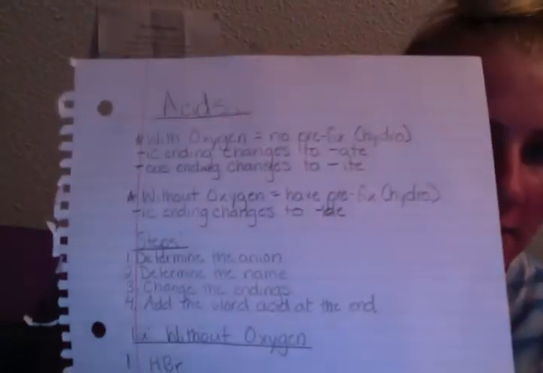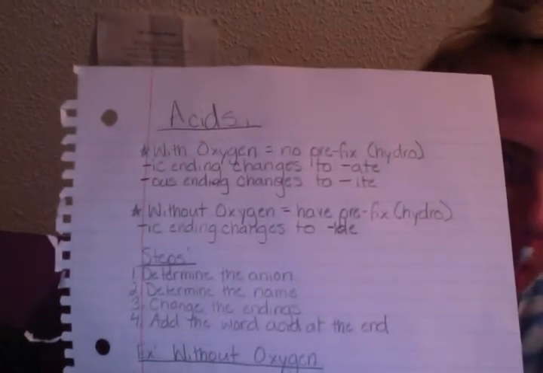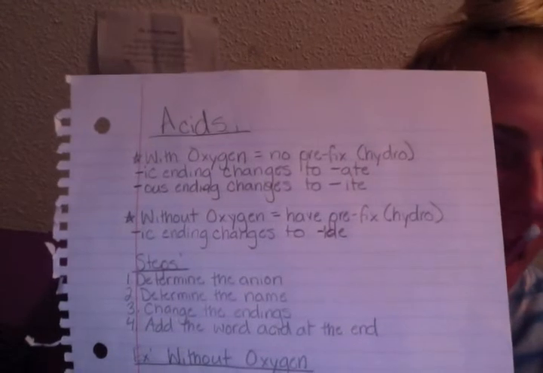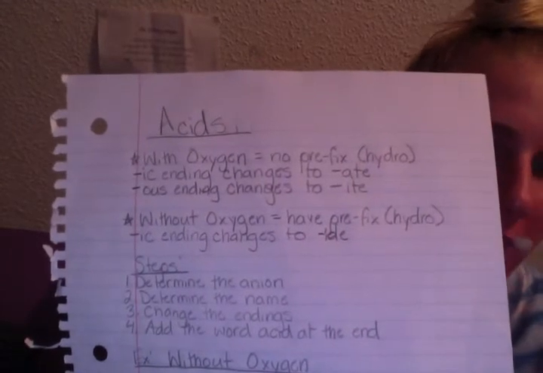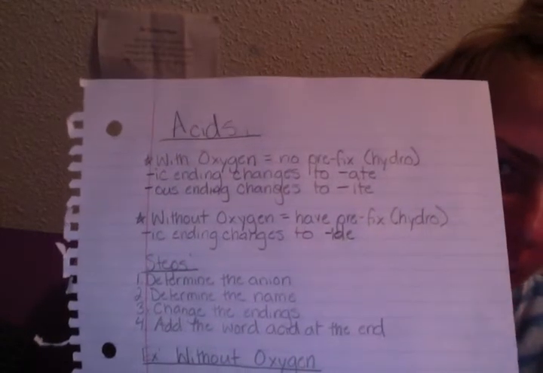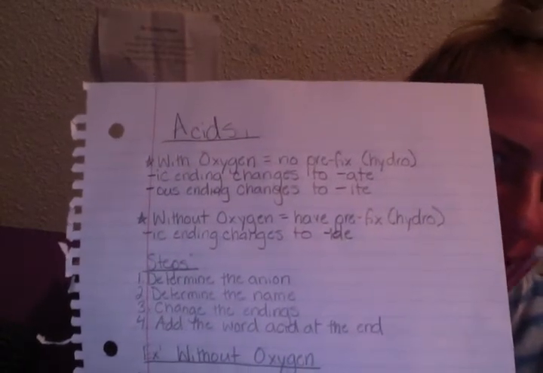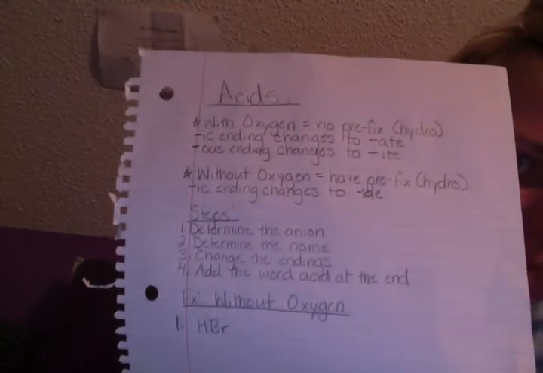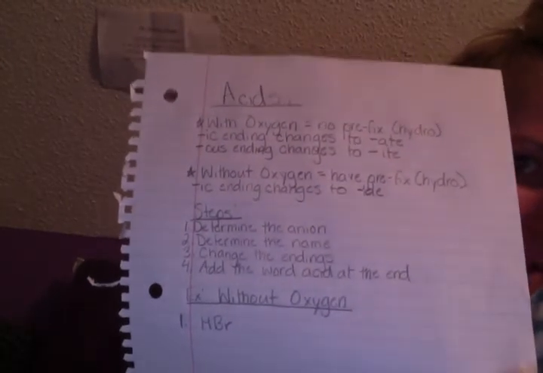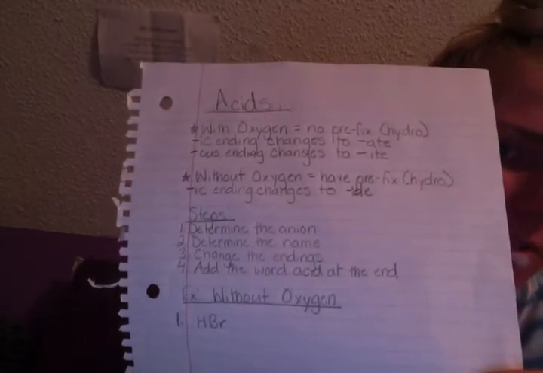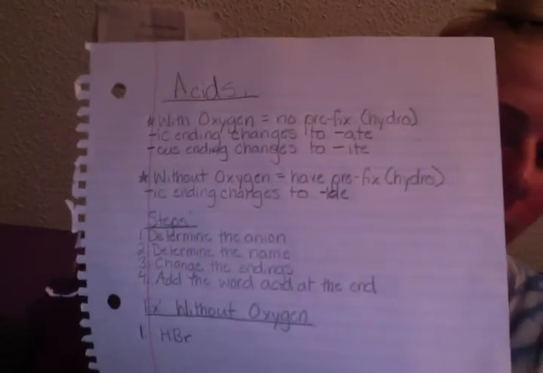If it ends in OUS, it changes to ITE. And then without oxygen, you have to have the prefix hydro. And if it has an IC ending, it changes to IDE. And the steps I've written out: you have to determine the anion, determine the name, change the endings, and then add acid to the end. Okay, you can pause it and write that down if you want.